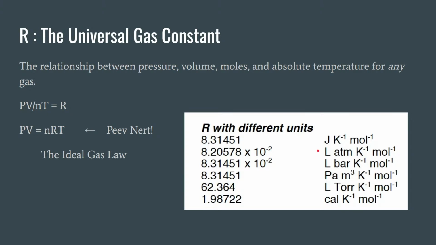In liter atmospheres per mole Kelvin, it's 0.0820578, or 0.08206 usually, liter atmospheres per mole Kelvin. Liter bars is 0.0831451 liter bars per mole Kelvin. And if you have it in pascals and cubic meters, it's 8.31451 pascal cubic meters per mole Kelvin, which you'll notice is the same thing as joules per mole Kelvin, because a pascal times a cubic meter is the same thing as a joule. And if you do it in liters and torr, then it's 62.364.